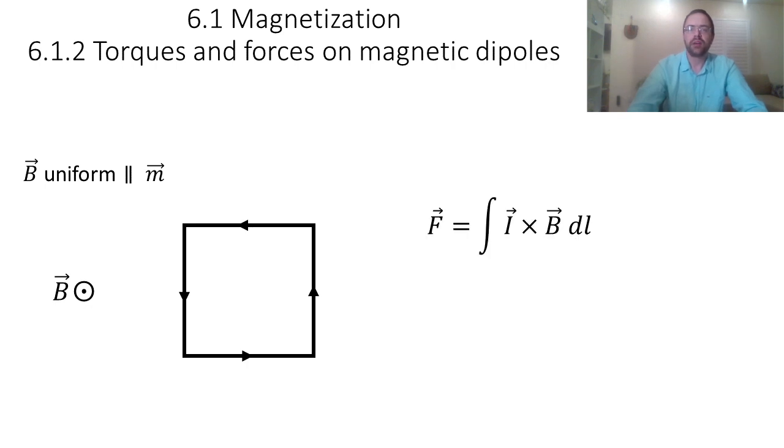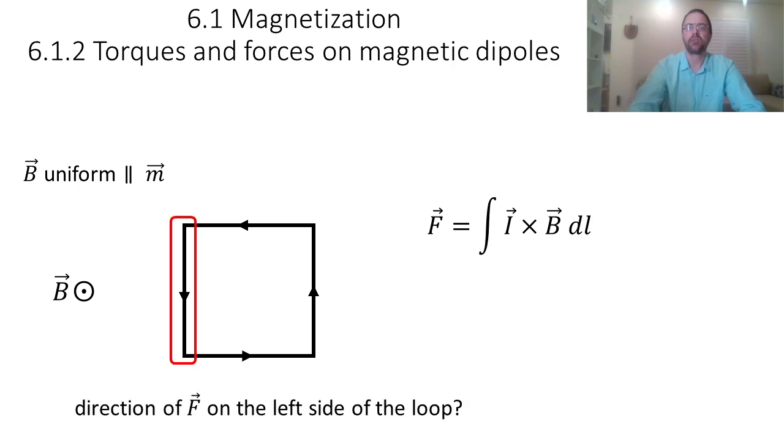Because we have a wire with an electric current inside a magnetic field B, then we are going to have a Lorentz force on this wire. Right? And as we learned last lecture, the Lorentz force is F equals the integral of I dl cross B, where we integrate over the length of the wire. So here is a question again. What is the direction of the force on the left side of the loop?